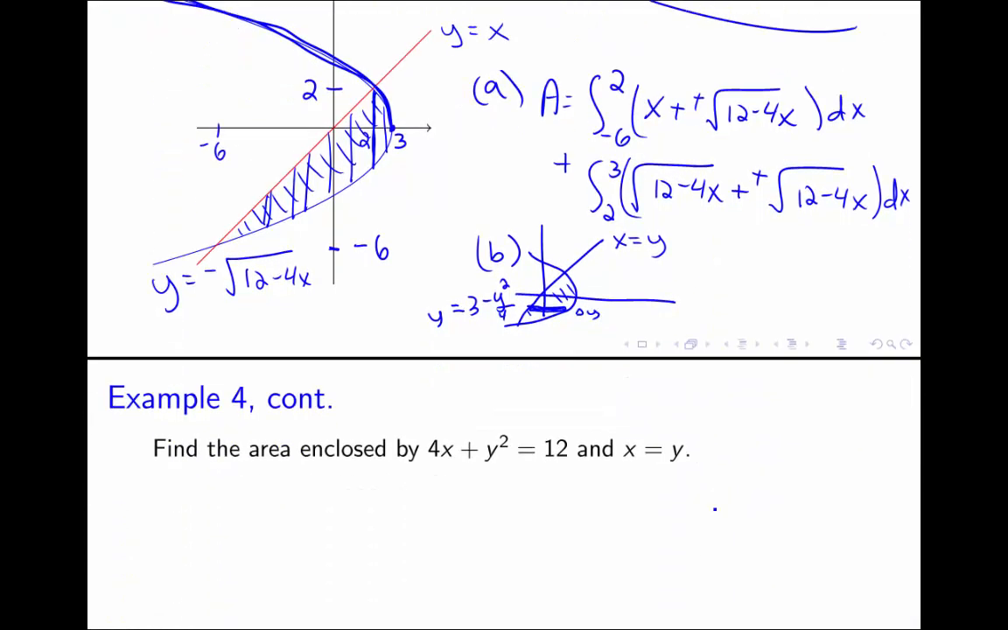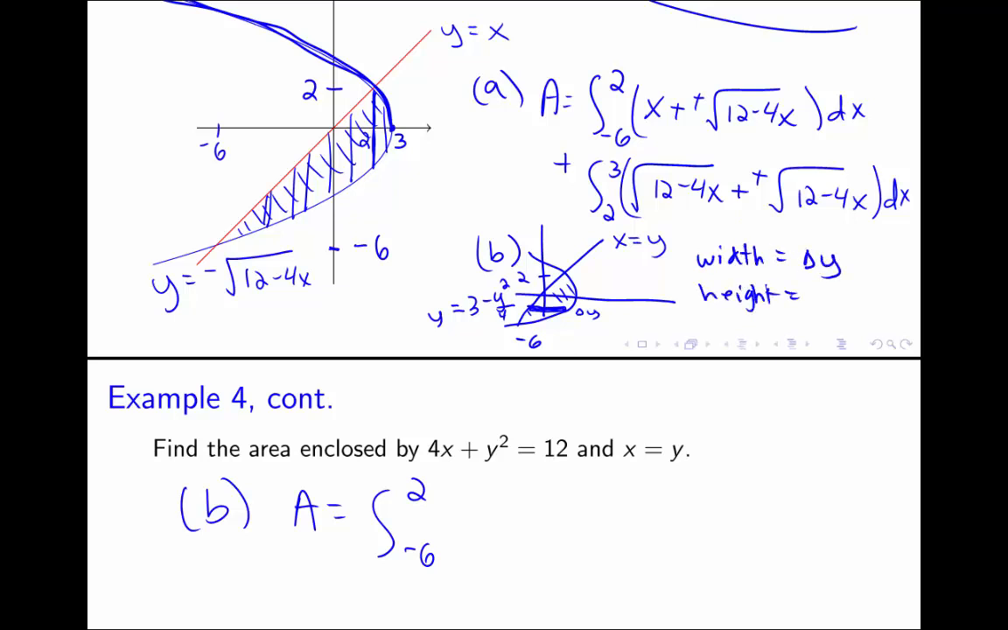So if I'm looking at an integral here with respect to y, I can have an integral from -6 to 2. Okay, now I've got this width that's equal to delta y, and the height of my rectangle equal to this right curve of 3 minus y squared over 4 minus the left curve of y. So we have 3 minus y squared over 4 minus y dy.